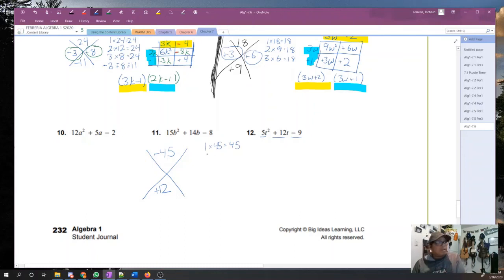45 is odd. 3 times 15 equals 45. I think I have a winner here. 3 plus 15 is 18. 15 minus 3 is 12. So I'm going to put a 15 and a minus 3. Time for the box.